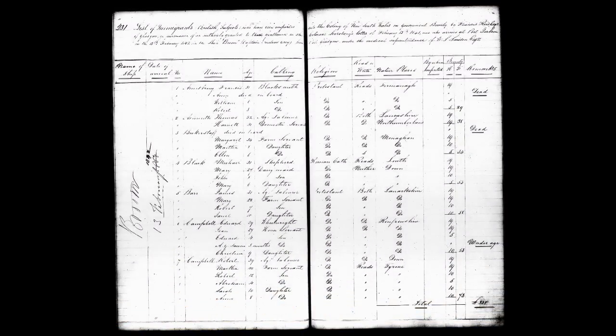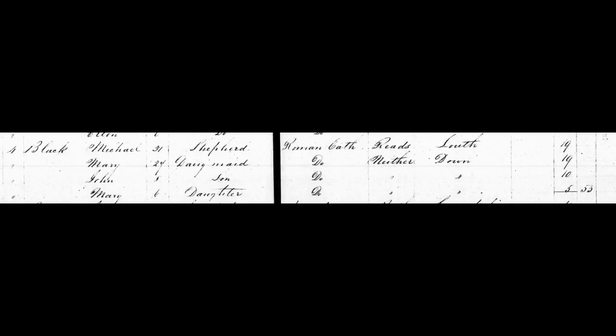Now, this particular example shows John Black was 8 years old and was travelling with his father Michael, who was a 31-year-old shepherd, his mother Mary, who was a 24-year-old dairymaid, and his 6-year-old sister, another Mary. We also discover they are Roman Catholics, and whilst his father can read and write, the rest of the family cannot. Now, it's this type of additional information which truly gives you an insight into your ancestors' lives.